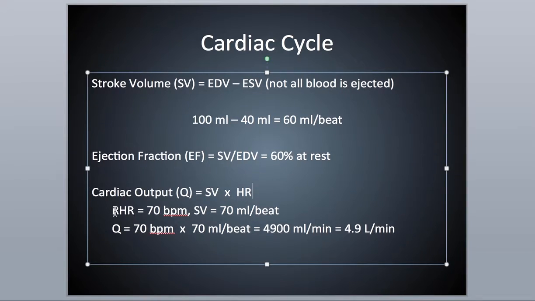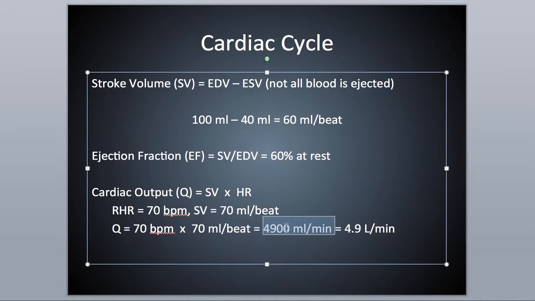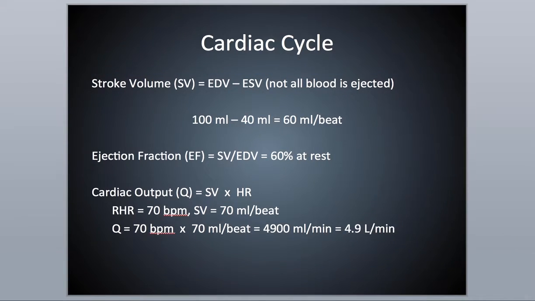So if we take this example here, we had a resting heart rate of 70 beats per minute, a stroke volume of 70 milliliters per beat. So our cardiac output then is 70 times 70, which would give us 4,900 milliliters per minute. Now, this is still cardiac output, but because it's such a large number of milliliters, we normally divide it by 1,000 to get liters, just to make it a nice, neat number.